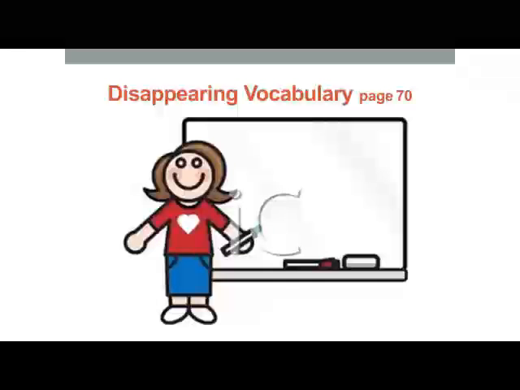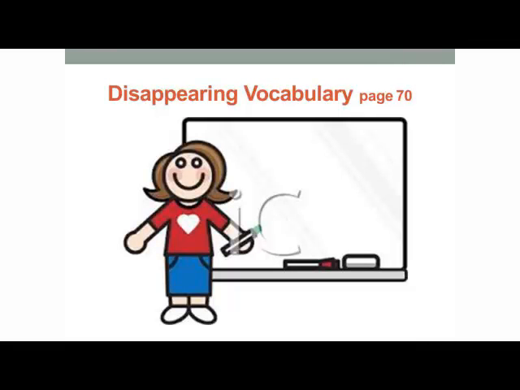This particular activity is called Disappearing Vocabulary. When it says the page number, that means that it's from the text Zero Prep for Beginners. This is kind of a challenging and fun activity. It's great for reviewing vocabulary. It gives students plenty of practice saying new words and seeing how they are spelled while they try to remember words that become disappearing words. All right? Here's the way it works.